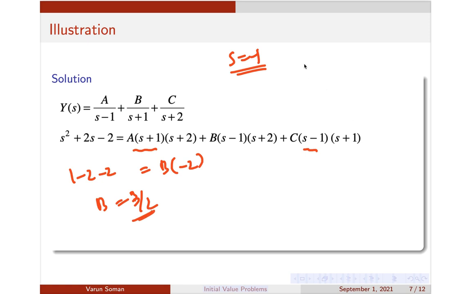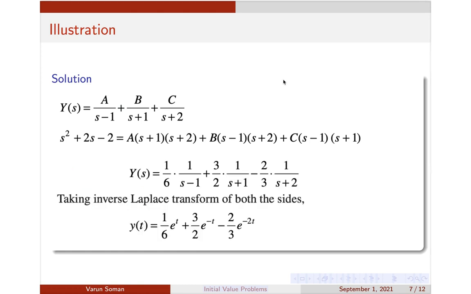Again, you put the value of s as minus 2 and try to find the value of c, and then finally you put s as 1 and you'll get the value of a. So you substitute and find those values. The value of a is actually 1 by 6, the value of b is 3 by 2, and the value of c is 2 by 3. So you can just substitute the values and find it out.